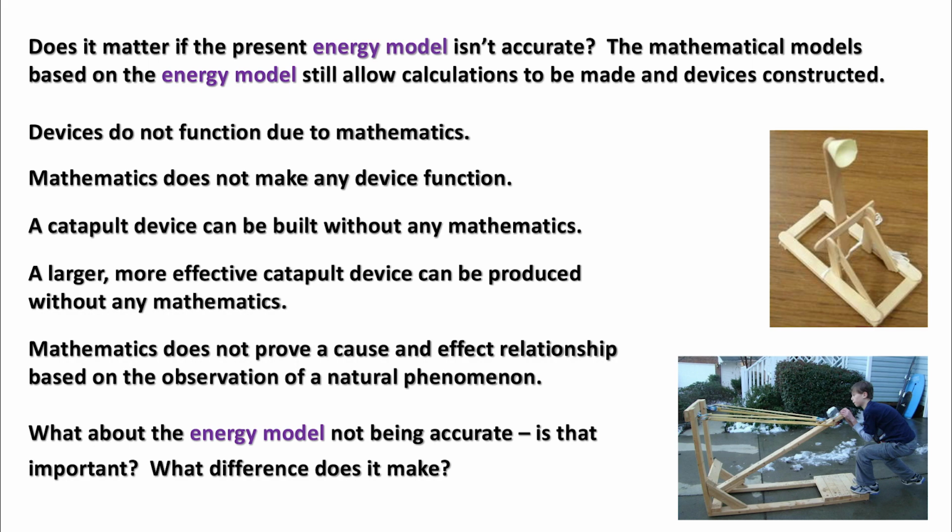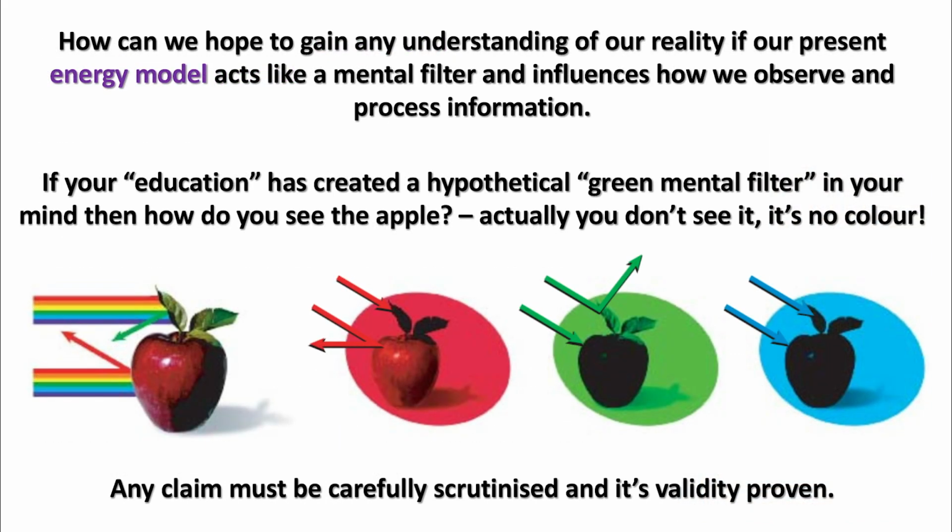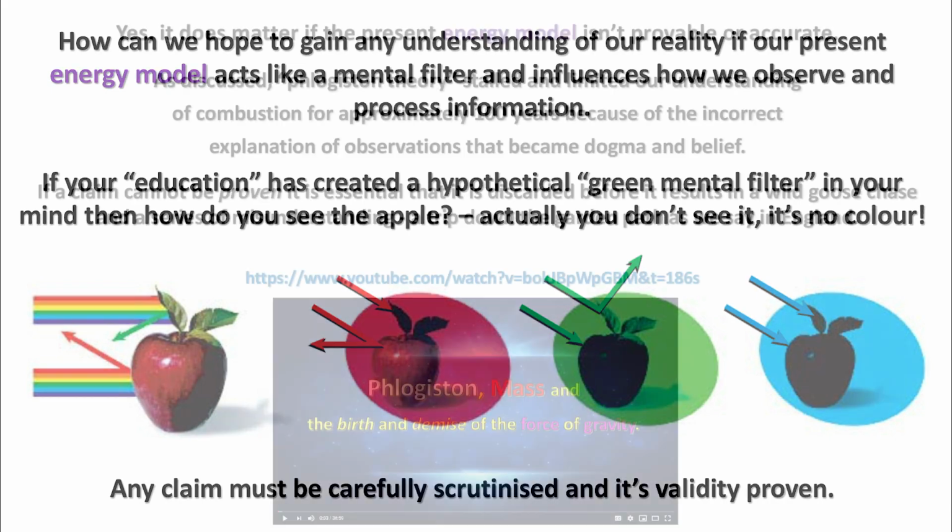But what about the energy model not being accurate? Is that important? What difference does it make? How can we hope to gain any understanding of our reality if our present energy model acts like a mental filter and influences how we observe and process information? If your education has created a hypothetical green mental filter in your mind, then how do you see the apple? Actually, you don't see it. It's no color. Any claim must be carefully scrutinized and its validity proven.